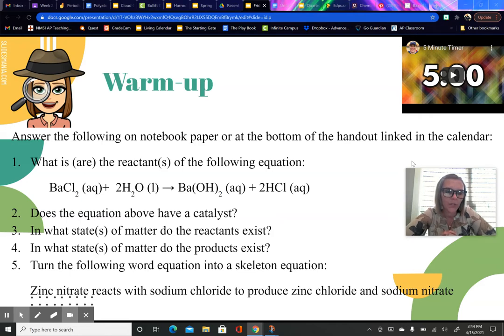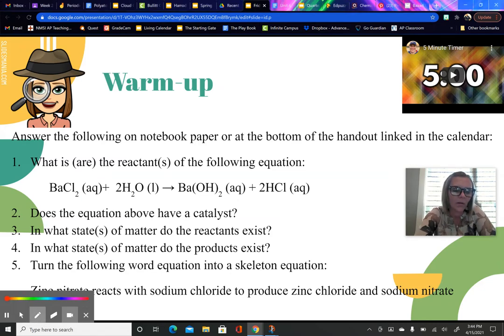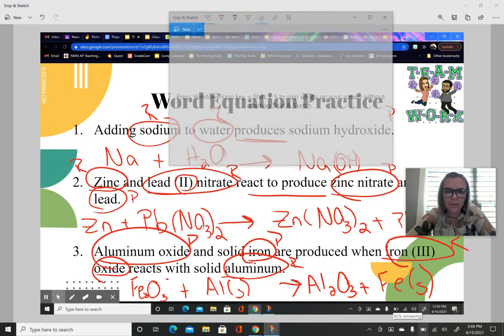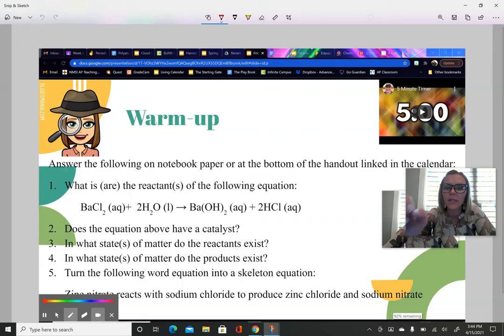All right, so our first question was, what is or are the reactants of this equation? And so yesterday, as I explained to you all in our notes for topic number 1, the reactants are always going to be the things that are on, I think I'm going to go ahead and snip the screen and make it easier for me to write on and erase. Oh, look at that. That's from the other day.